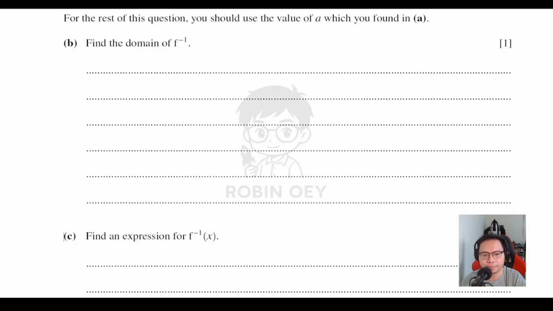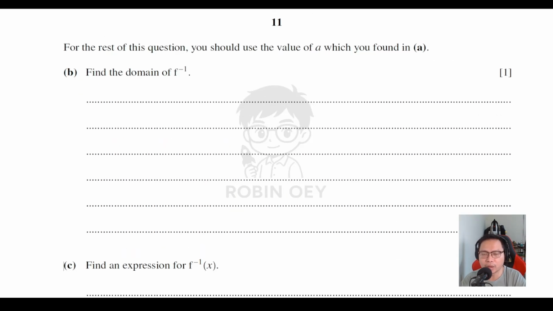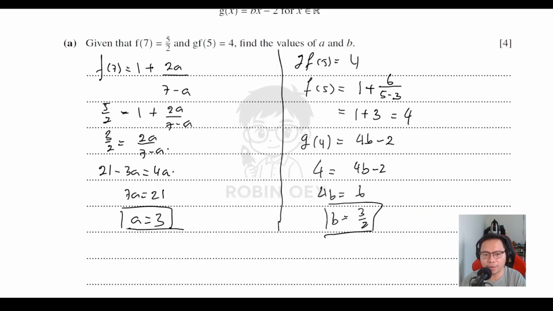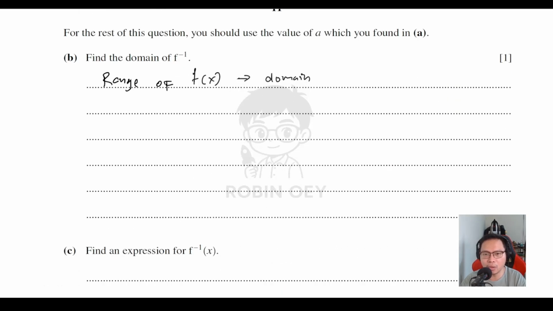For part B, for the rest of this question, you should use the value of a which you found in part A. Find the domain of inverse f. The domain of inverse f would be the range of the main function, f of x. To find the range of f of x, we need to have the domain. From the question, the domain is x greater than a. Just now we have a equals 3, so the domain is x greater than 3.